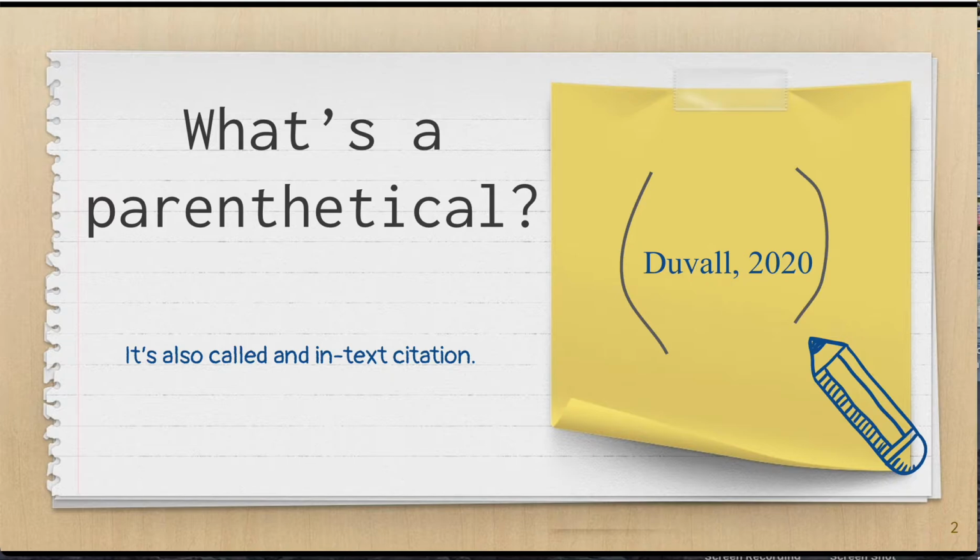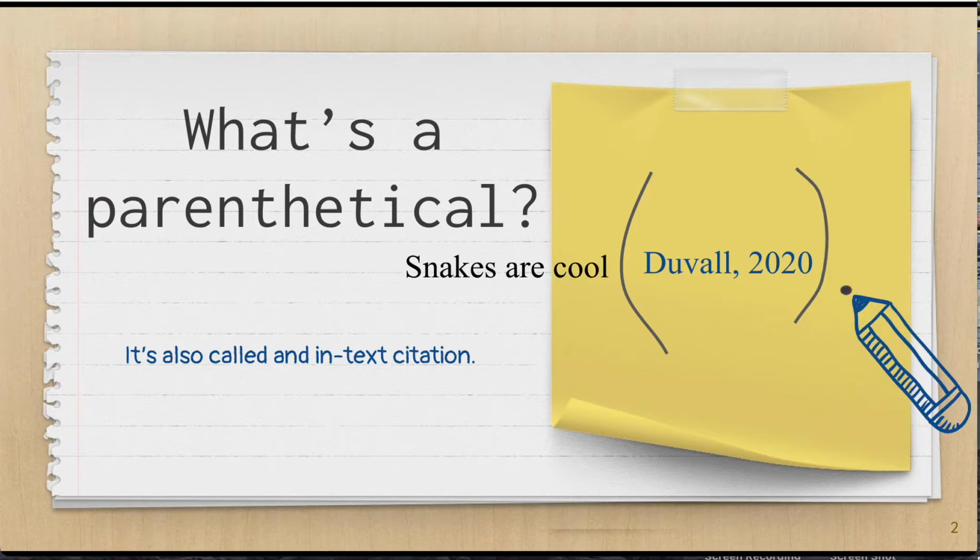For the most part, APA parenthetical citations look like this. In parentheses, you put the author's last name, a comma, and then the year. Okay, and then you close the parentheses. You make sure that the punctuation of the sentence comes after the parenthetical. So take a look at this just to get yourself familiar with it.